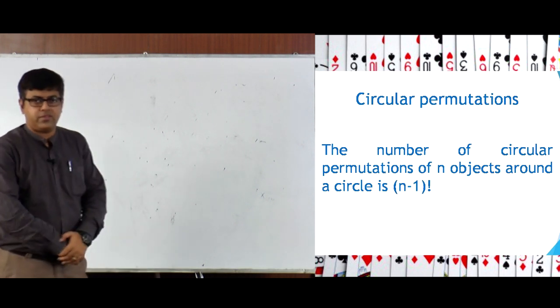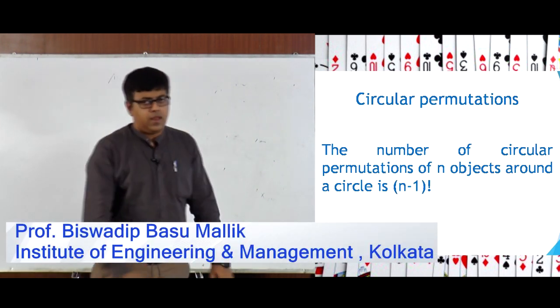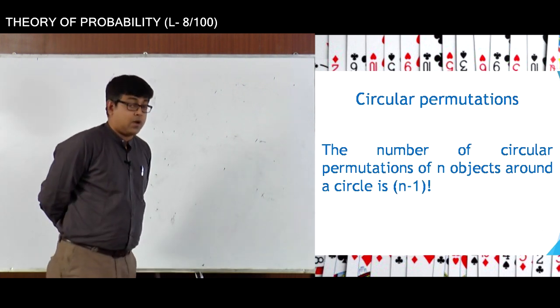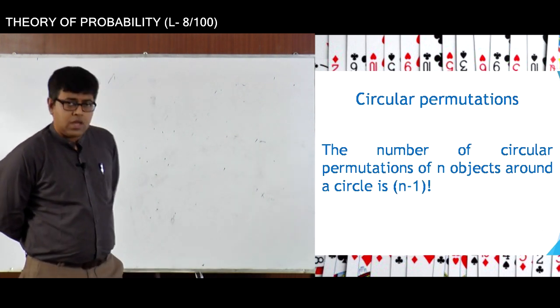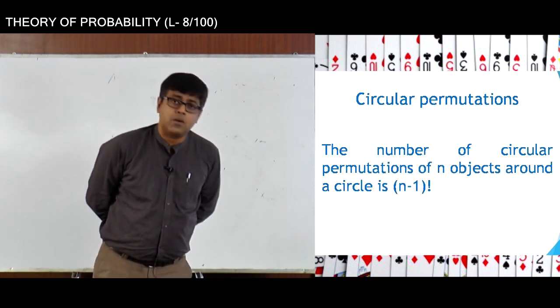Okay, welcome back to my lecture series on theory of probability. We were onto the concept of permutation. In the last class, we discussed the permutation of repeated things. Today we are going to discuss another special type which is very, very important. It is called circular permutations.